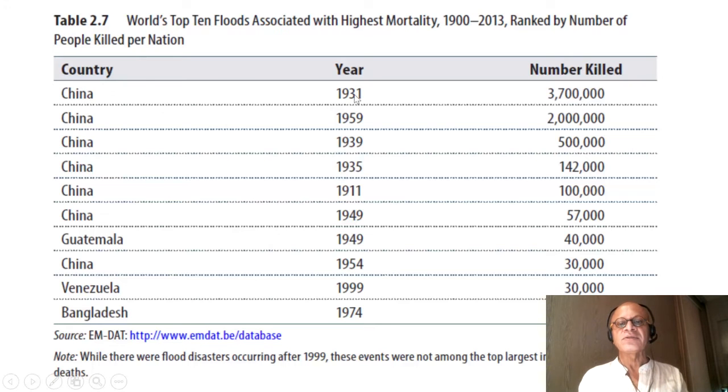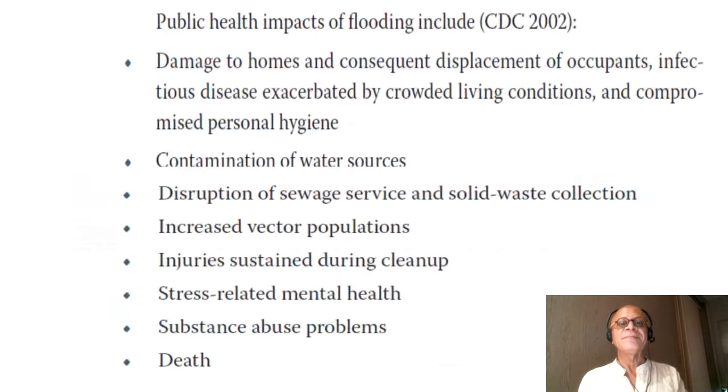So it goes from, let's see, 1931 to 1959, 39, 35, and so on, with deaths ranging from 3,700,000 to 28,700. So remember, floods rank second in terms of casualties. Droughts top the list of deaths, as we already saw, especially when you consider morbidities and the number of people affected. What are the public health impacts of flooding?